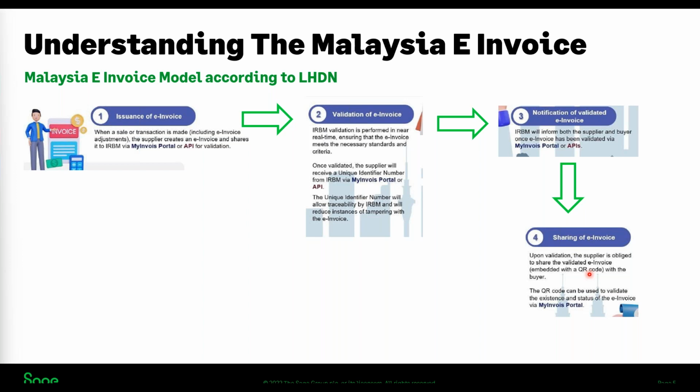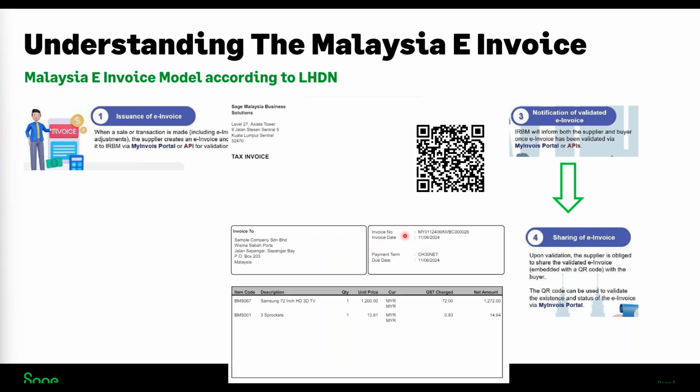For Sage X3 Malaysia e-invoice, we have embedded a QR code inside your report. So when you print your report in Sage X3, and if this invoice has been validated, it will automatically be embedded with a QR code inside your report. So you just have to email this report to your customer. You don't have to do anything.